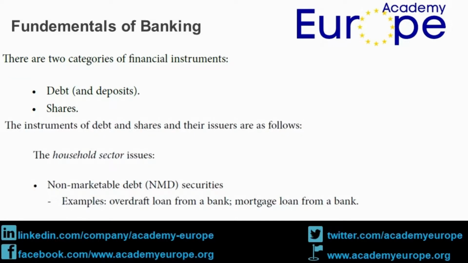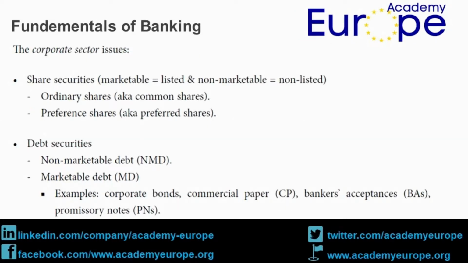There are two categories of financial instruments: debt and shares. The instruments of debt and shares and their issuers are as follows. The household sector issues non-marketable debt, NMD, securities. Examples: overdraft loan from a bank, mortgage loan from a bank. The corporate sector issues share securities, marketable (equal listed) and non-marketable (equal non-listed).